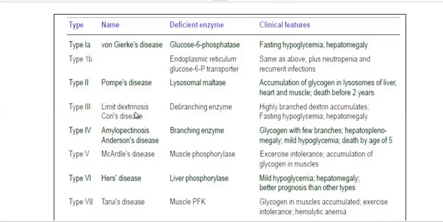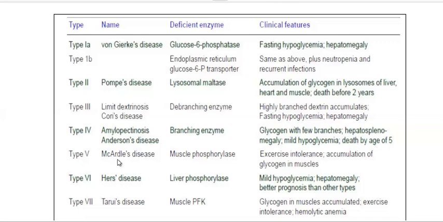Type 3, limit dextrinosis, Cori's disease. The deficient enzyme is the debranching enzyme; highly branched dextrin accumulates, causing fasting hypoglycemia and hepatomegaly. Type 4, amylopectinosis or Andersen's disease: the deficient enzyme is the branching enzyme, giving glycogen with few branches, hepatosplenomegaly, mild hypoglycemia, and death by the age of 5.